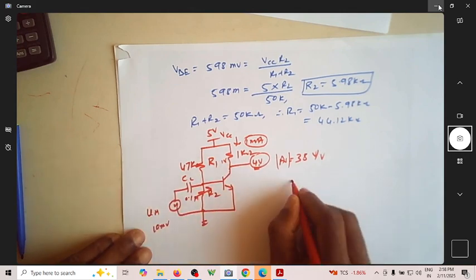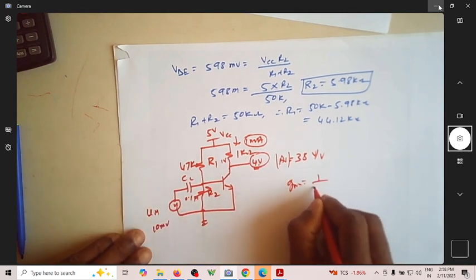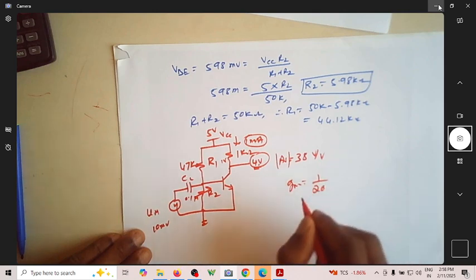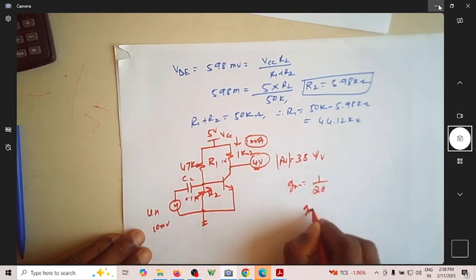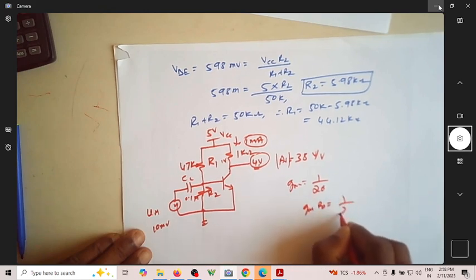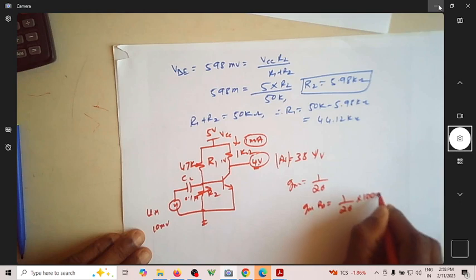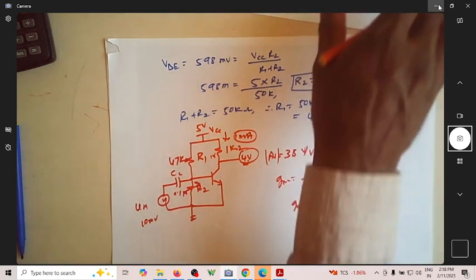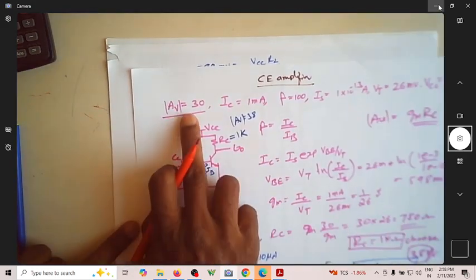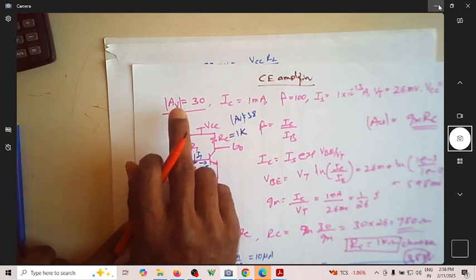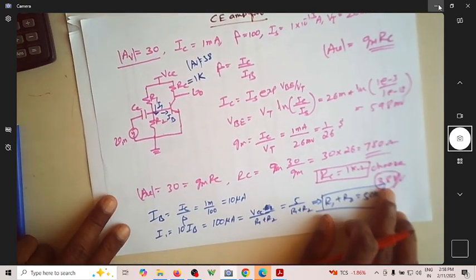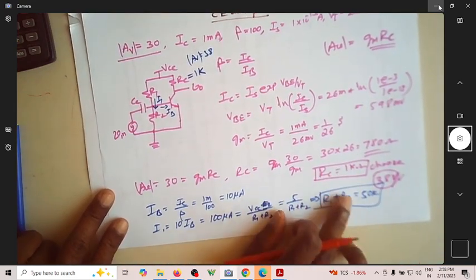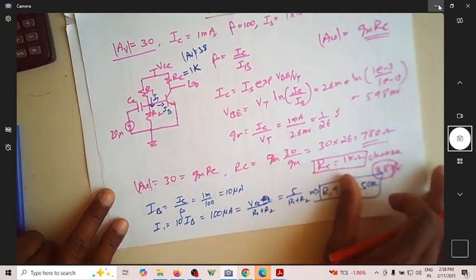If current is 1 milliampere, then GM is equal to 1 over 26. So GM into RD, which is now 1 over 26 into 1000, will become 38. So this way you are able to get the desired gain of 30, which is rounded off to 38 because of a standard value of RC. Instead of 780, it is 1k.